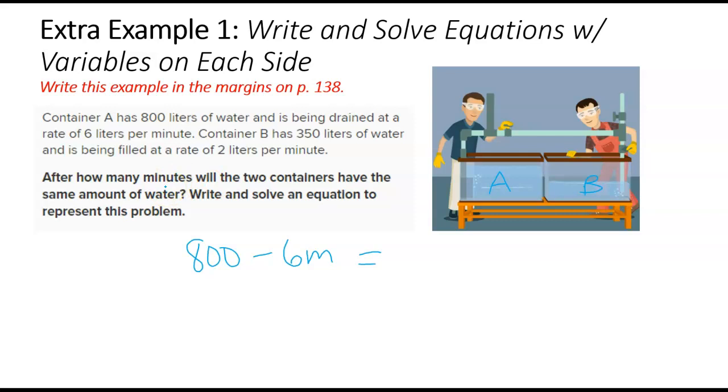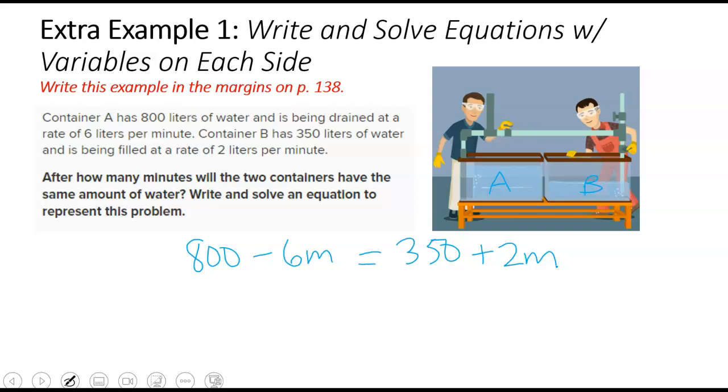And container B has 350 liters, but it's being filled, so we're adding to that 2 liters per minute. So here's the equation that we are going to solve. Again, if it doesn't make sense, pause, go back and see if you can make sense of it and understand it. Again, we will go over questions together in class, but now we have to solve it.